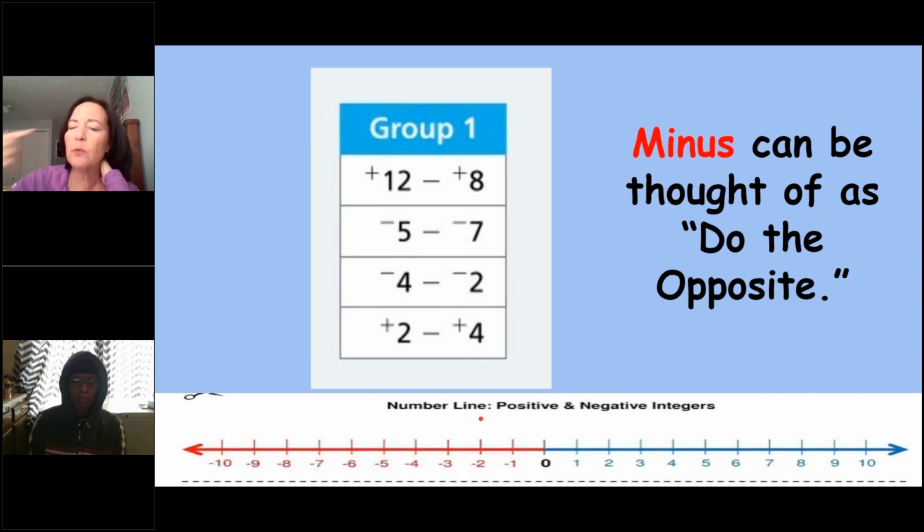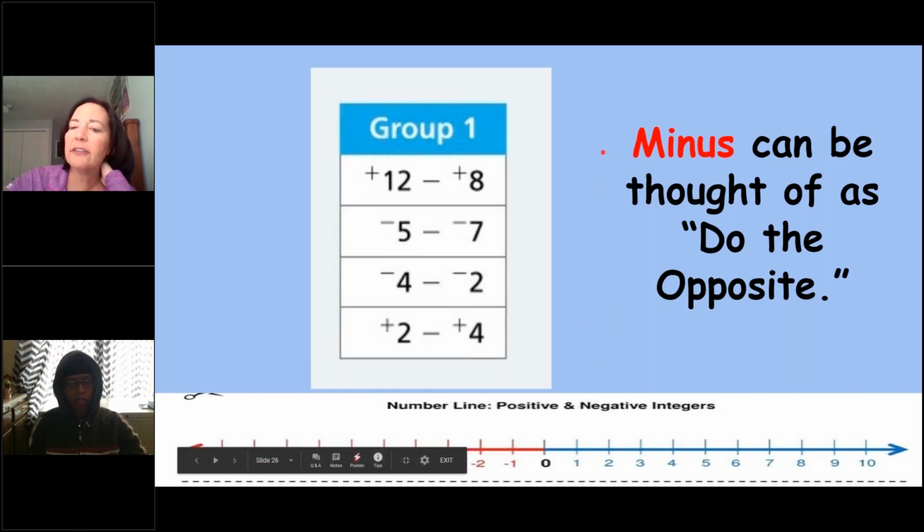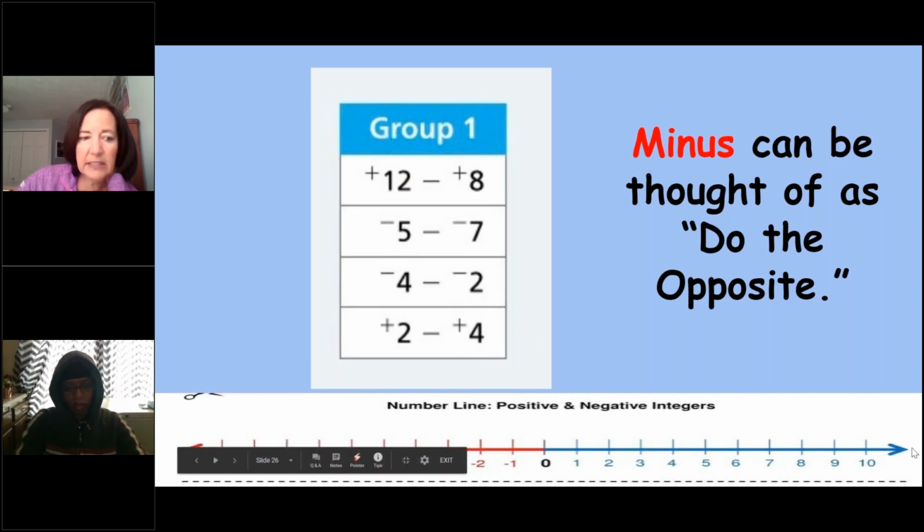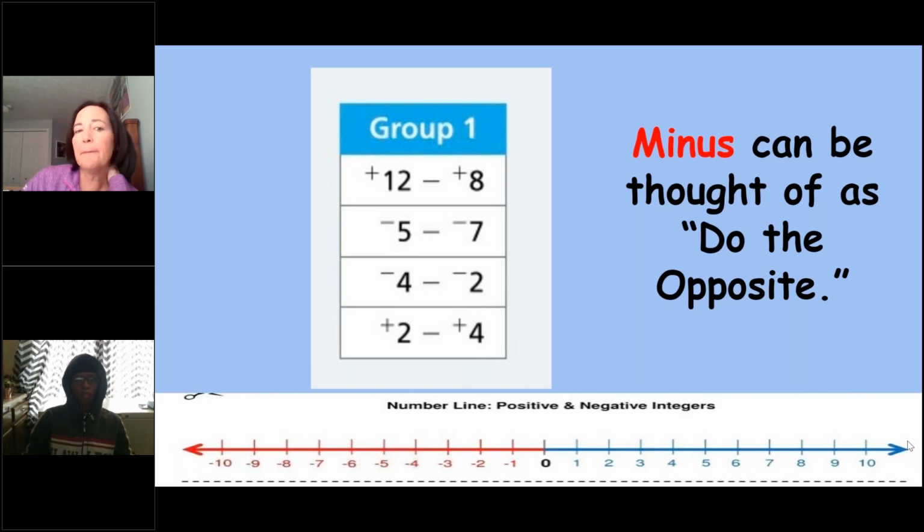And I'm going to tell you one way to think of minus or subtraction when you're looking at a number line. Minus can be thought of as do the opposite. So in my brain, when I get to minus, I say do the opposite. So this first problem is +12 minus +8. I know on the number line, I'm going to start at 12. Unfortunately, our number line doesn't have a 12 on it. But if it did, it would be way over here, far to the right. Now, if I'm at +12, I need to do the opposite of +8.